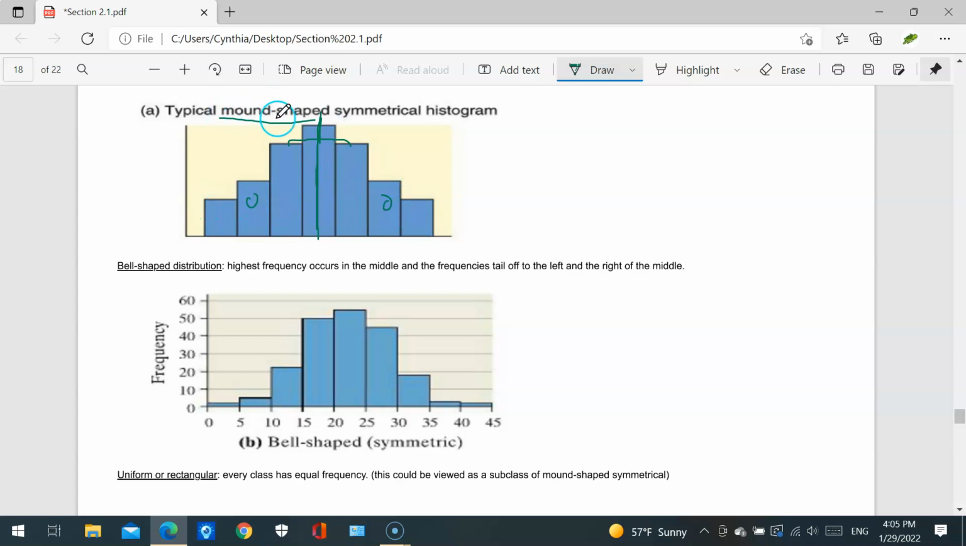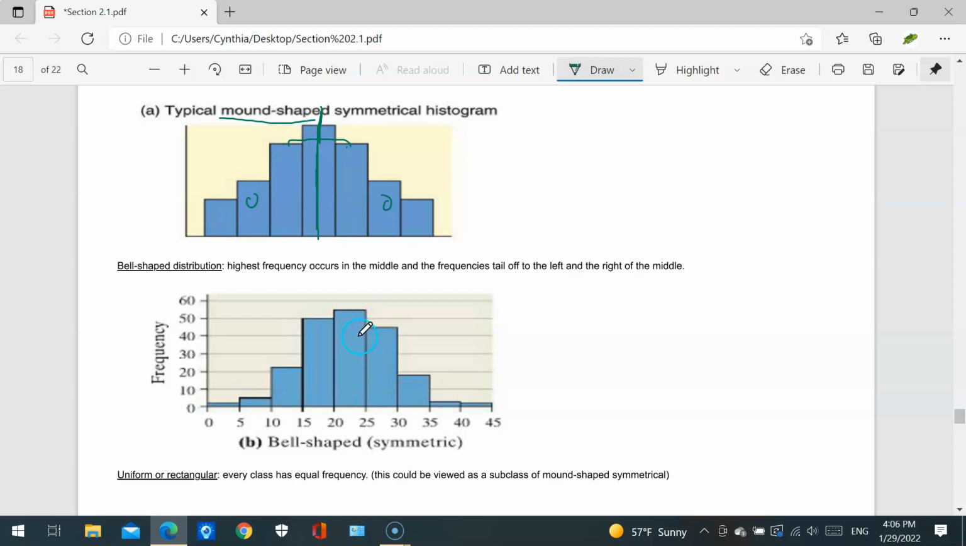So they are the mound shape. It's perfect, exactly the same on both sides, if you treat the center as a middle line. So when you fold, if you treat here as a middle line, when you fold the graph into half and half, then these two graphs will exactly match.